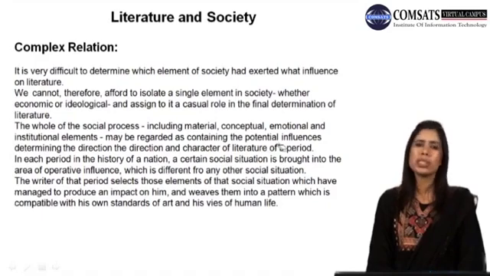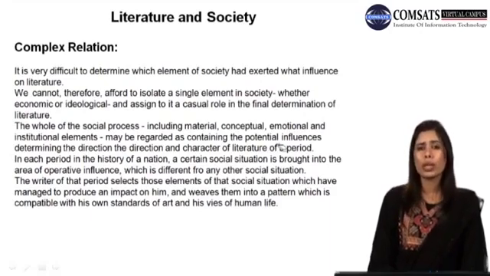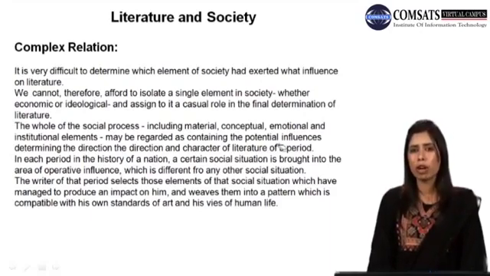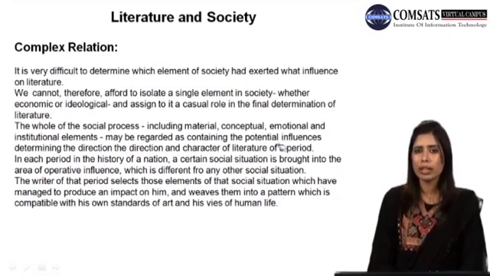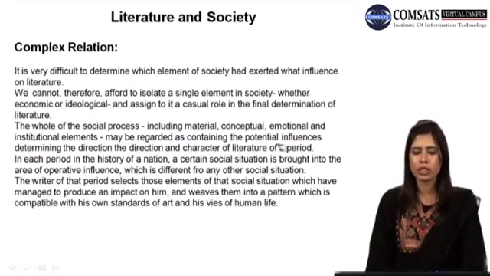Why? Because anything which is happening in a particular society might not be part of any other society. So when we take the universality element of literature here, this is a very complex thing. So it is very difficult for a writer to assume the things which are happening in other cultures as well. That is why society and literature have a very complex relationship.